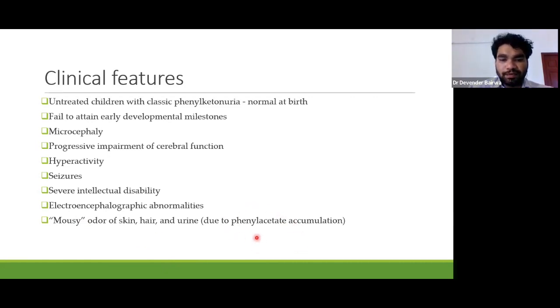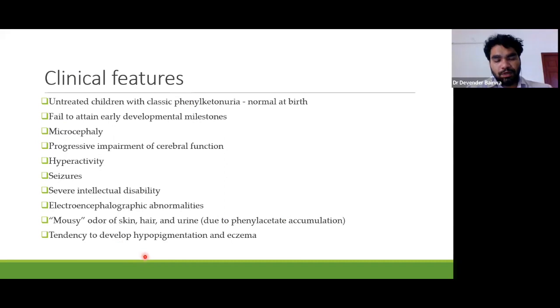This phenylacetate will increase when phenylalanine hydroxylase does not work, and because of this phenylacetate, these patients will have a mousy odor of skin, hair, and urine. And as we have seen, there is reduced formation of pigment in these patients, so it will lead to hypopigmentation. They can also develop recurrent eczema of the skin.